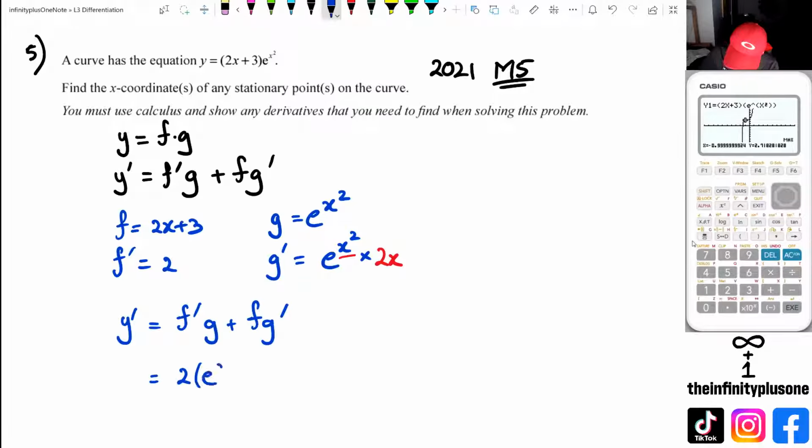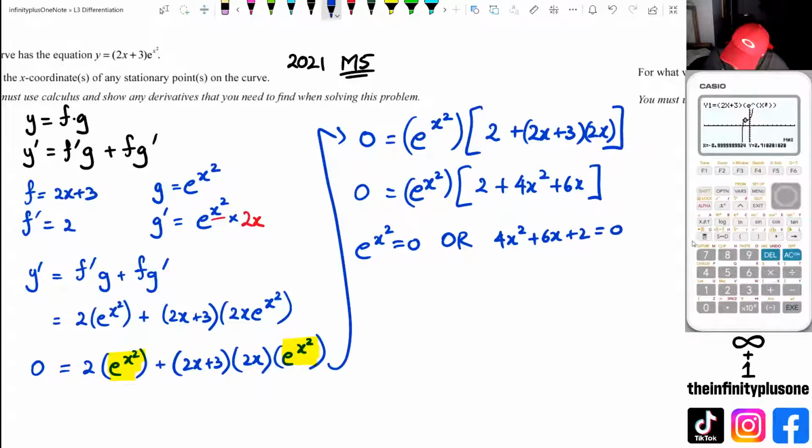So basically I'm going to do a couple of extra steps here. I'm going to put this as e of x squared, and then inside here I'm going to put 2 plus 4x squared plus 6x. So then I can say e of x squared is equal to 0, or 4x squared plus 6x plus 2 equals 0. Now if e of x squared equals 0, well, that's not actually going to work out. So then I'm going to work out the quadratic.